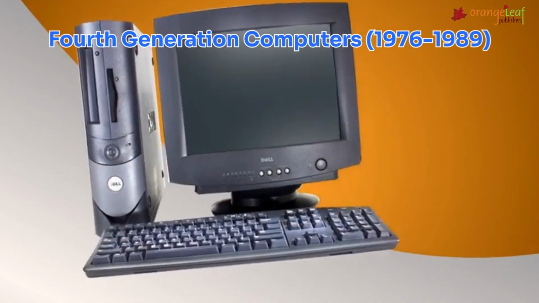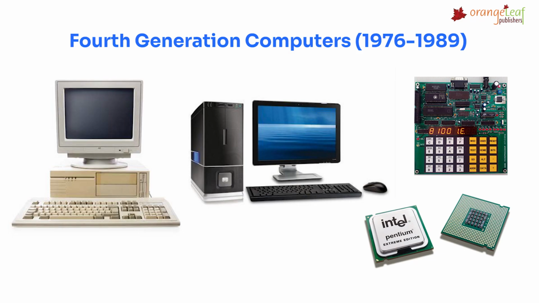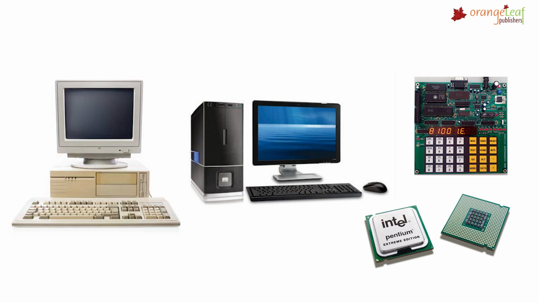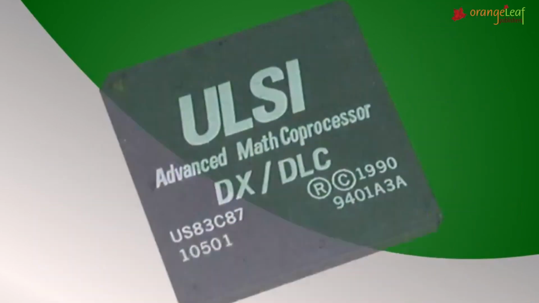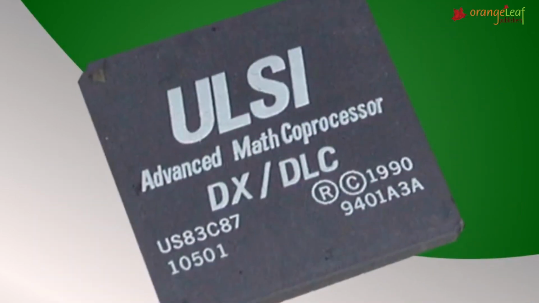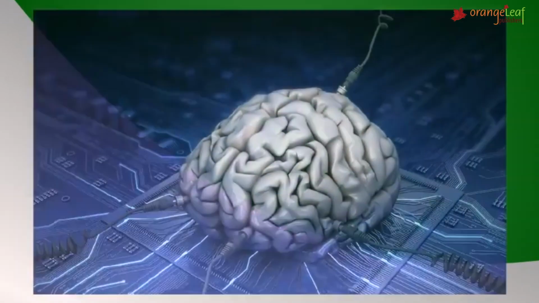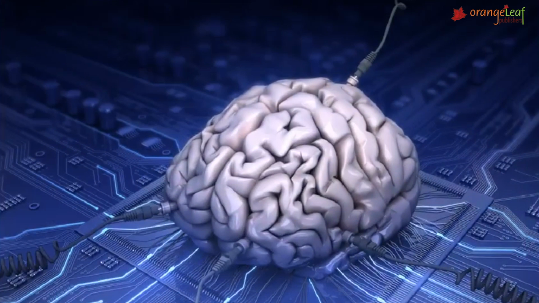Fourth generation computers use microprocessors, smaller, portable as well as affordable. Fifth generation computers are based on artificial intelligence and use ULSI technology. They are very powerful and compact at cheaper rates.